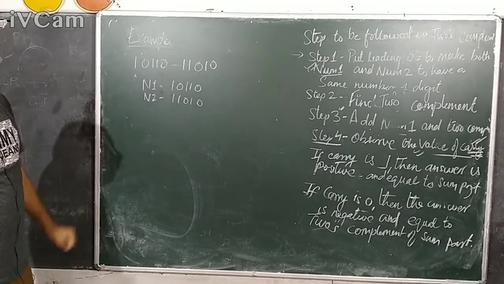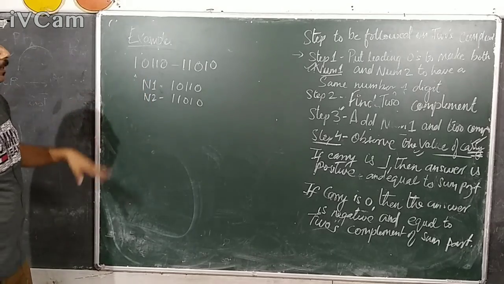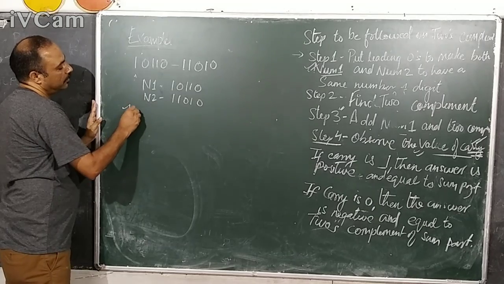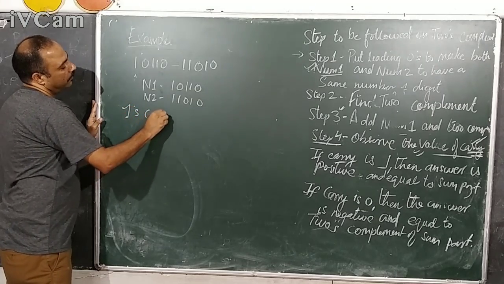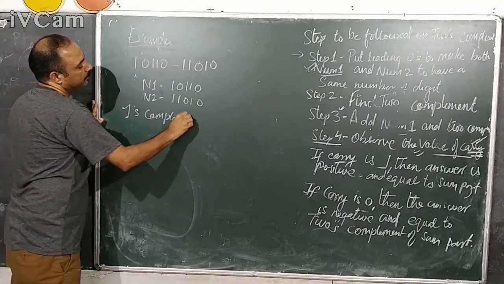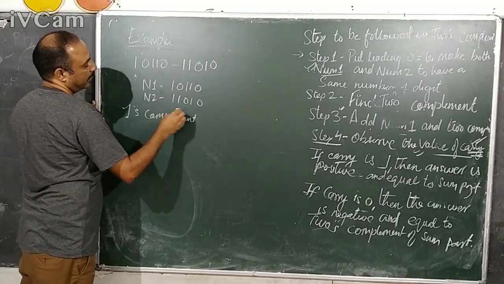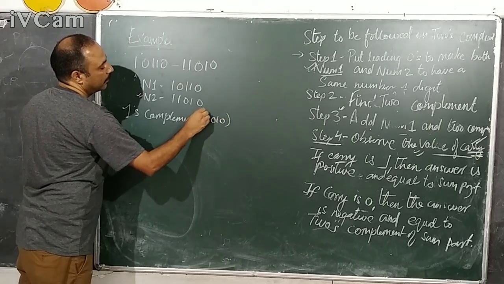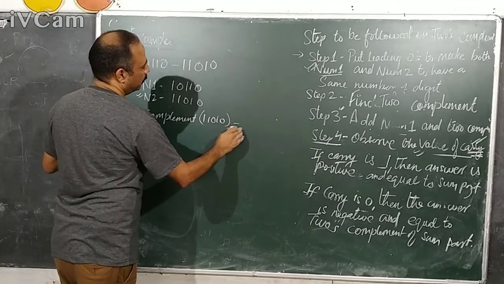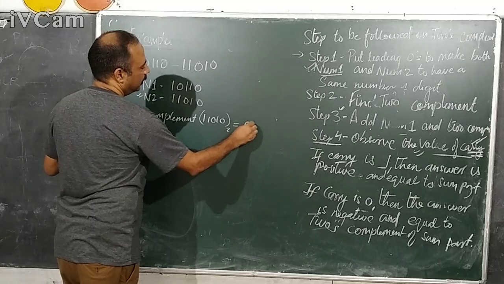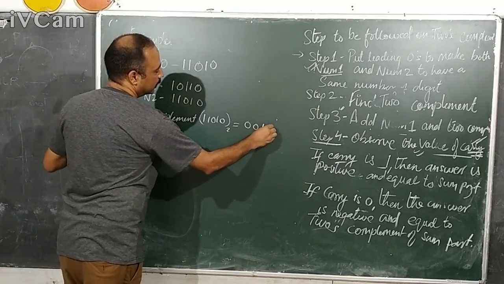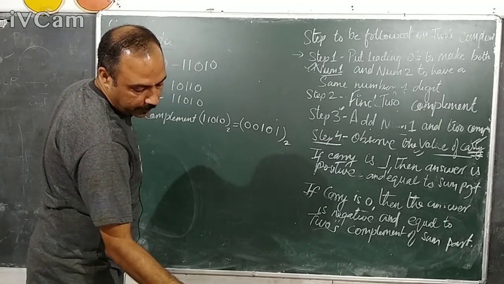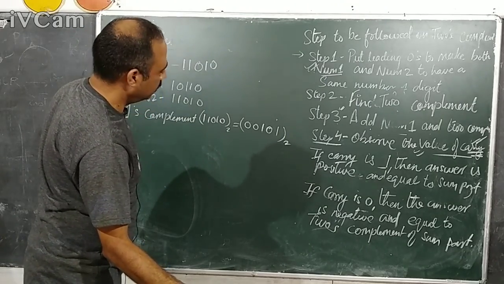Now what is the second step? I have to find the 2's complement. To find the 2's complement, I first have to find the 1's complement. The 1's complement of the second number, 11010, is 00101.